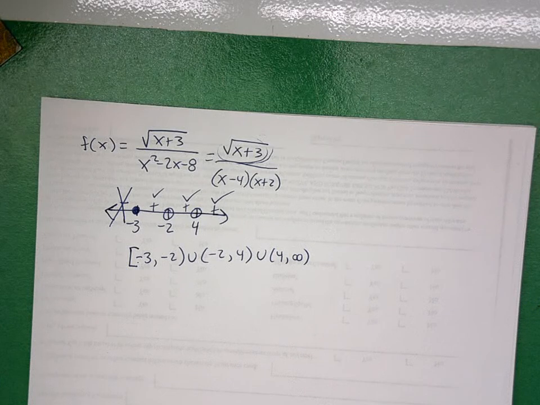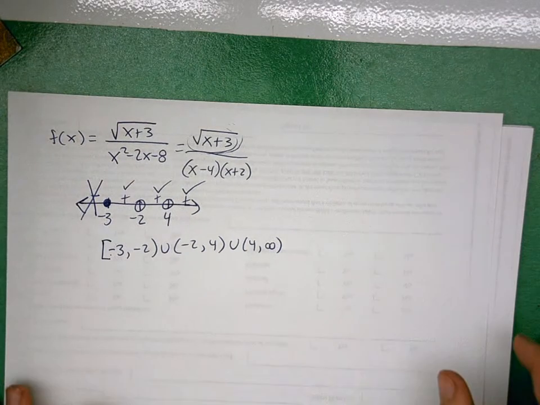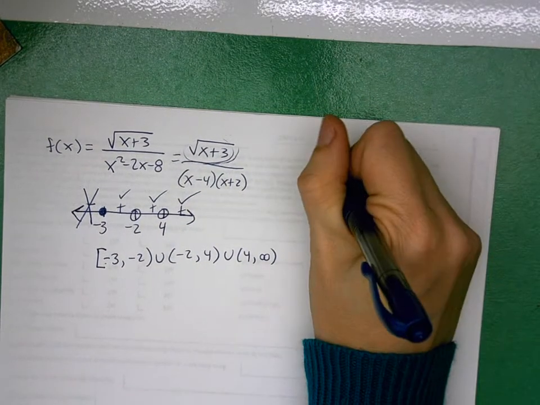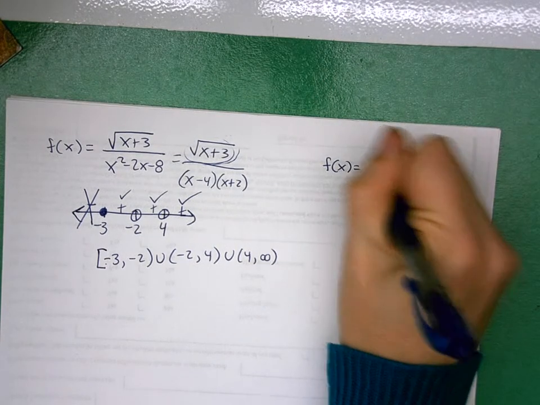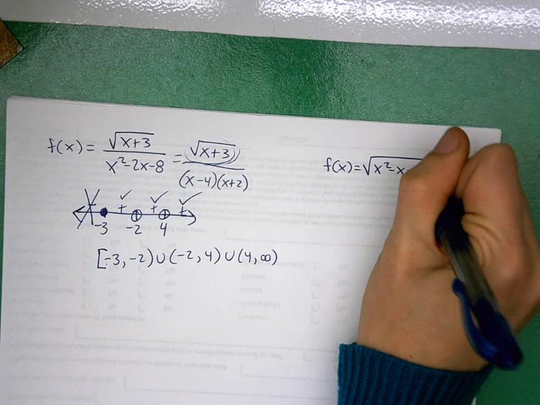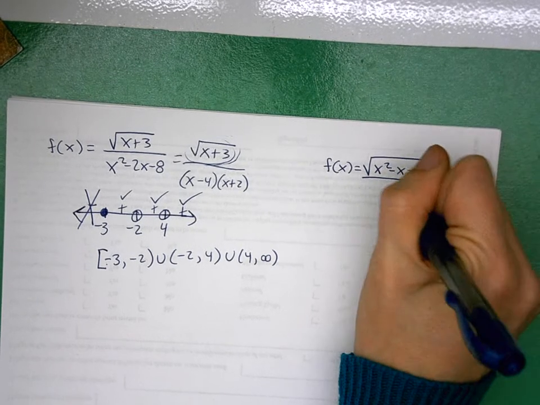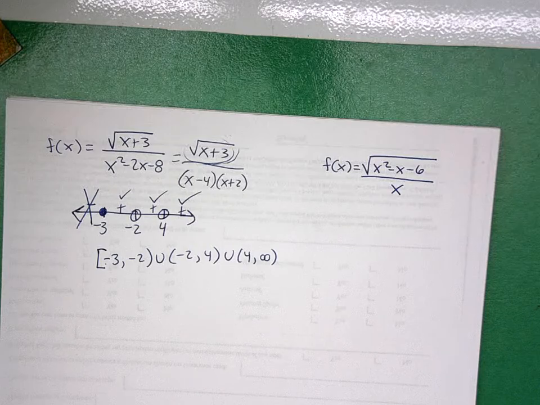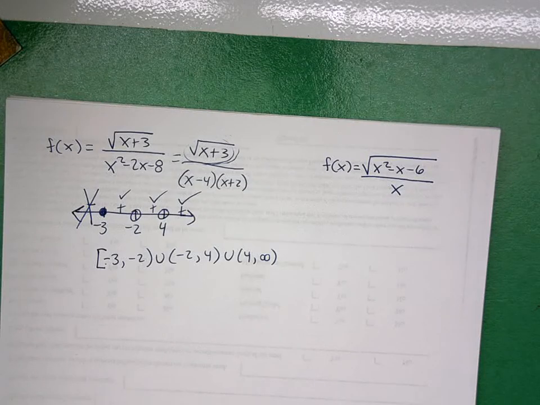Okay? And then one more here for you. We have f of x equals the square root of x squared minus x minus 6 all over x. Okay? So again, pause it if you haven't already because I'm about to walk through it.